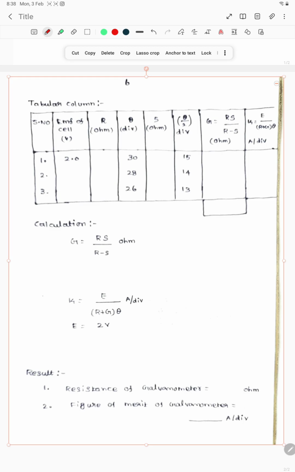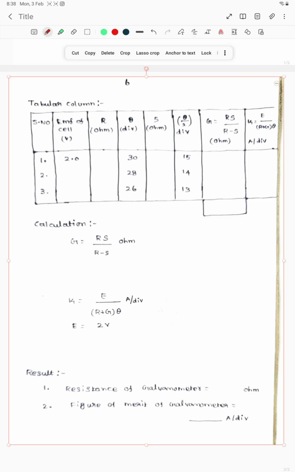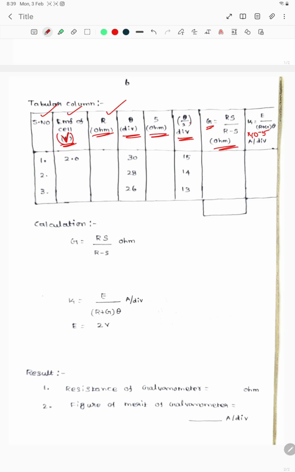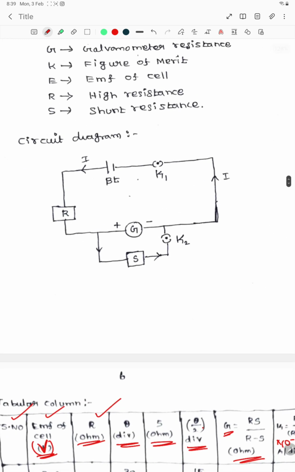Before entering into the experiment, I will show you how to understand the circuit diagram. In the circuit diagram there is a primary circuit and a secondary circuit. You just forget about this part. You will be removing the key from here, so this part is going to be removed.